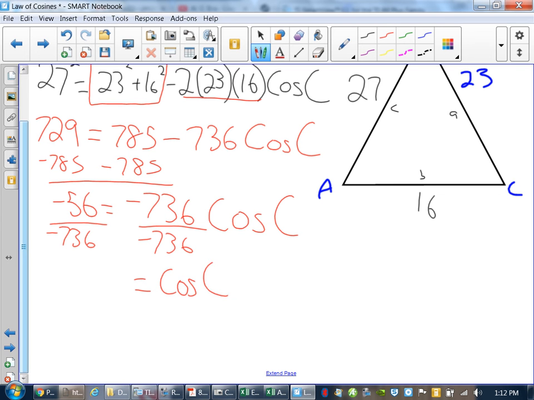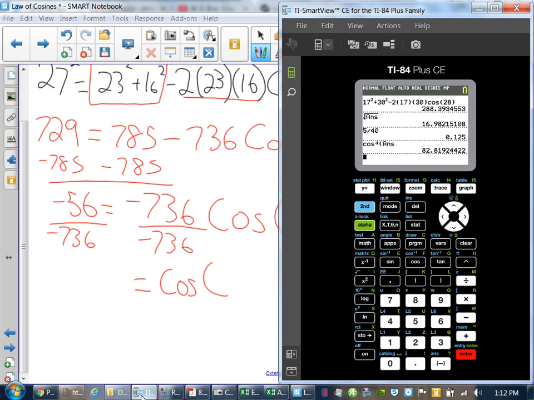And now at this point is when you go right to your calculator. You divide it out. You'll get some crummy decimal. That crummy decimal equals the cosine of c, which letter we're working with. Okay? So press the buttons. Second, cosine of your answer. And there's your angle.